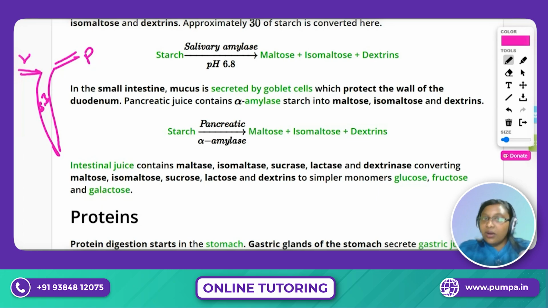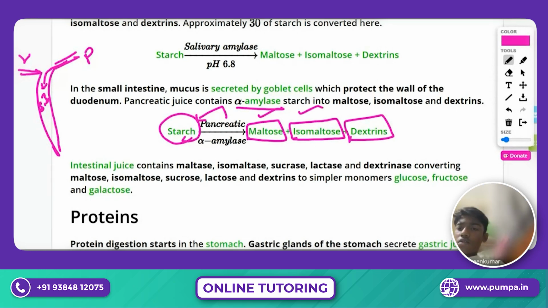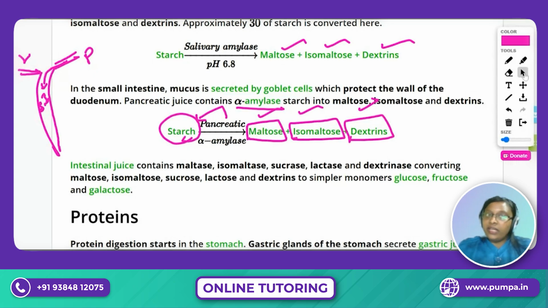The pancreas will also have the enzyme called alpha amylase. Even here the same process is happening. The pancreatic alpha amylase, which is present in the pancreas, will be secreted here. The starch is the substrate, and when it acts upon the starch, it will again do the same thing. Same or different, everyone? Same. Yes, the same type of digestion is also happening. The salivary amylase and the pancreatic amylase both have the same functions.